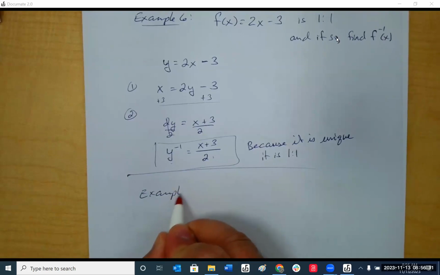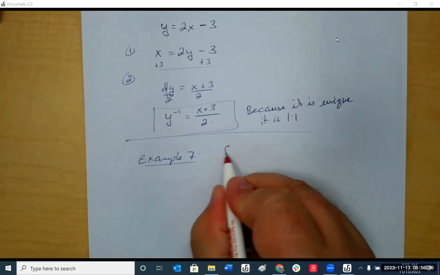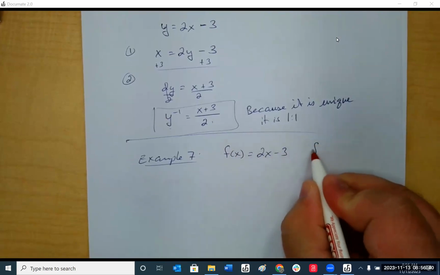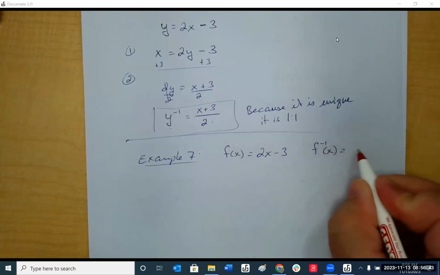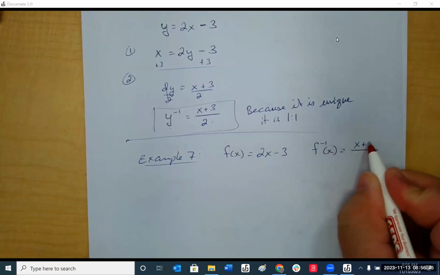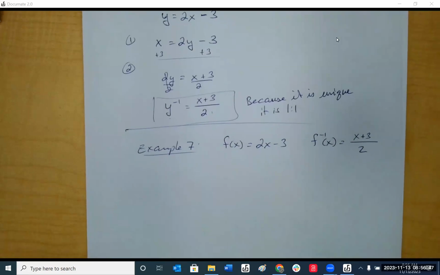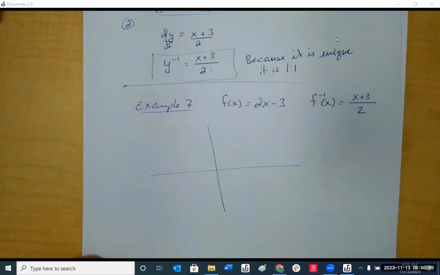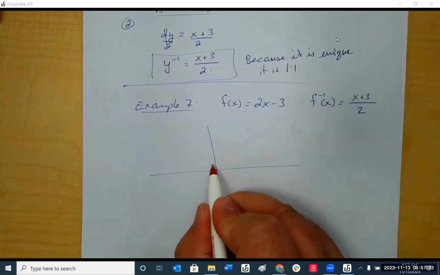Example 7. We found the inverse function of that equation. Graph them. Use the same set of axes and graph the two functions, because if it's 1-to-1, then it has to have a graph for it.